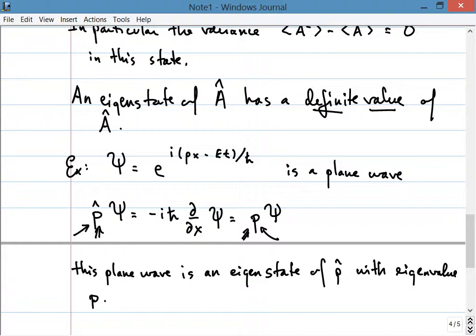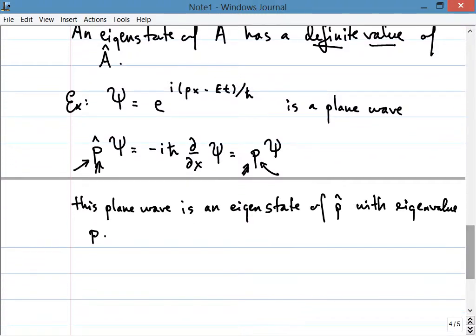Yes? The eigenstates, are they always stable, or is it? No. Okay. Yeah. So let me answer both of those questions. That sort of gets to where we're going to be going next.